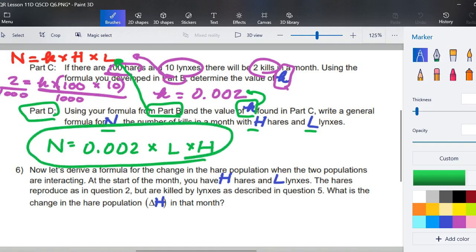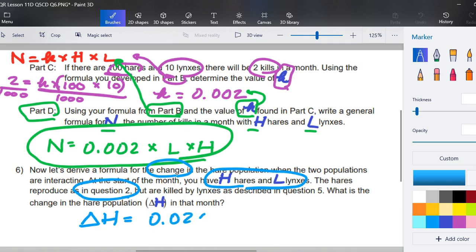We have a formula. But question 6 says, now let us derive a formula for the change in the hare population when the two populations are interacting. At the start of the month, we're going to have hares and lynxes, and the hares are going to reproduce just like they did in question 2. So I'm going to go back to question 2, and I find that the change in hares from reproduction is 0.02 times H. This is how many hares we are adding every month.